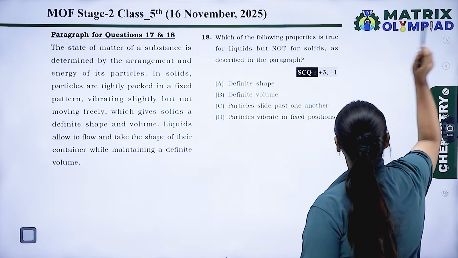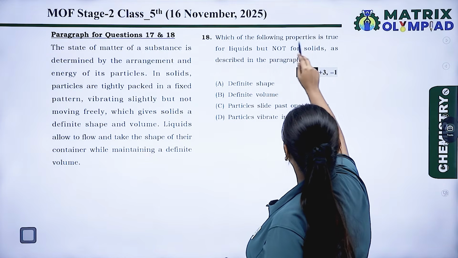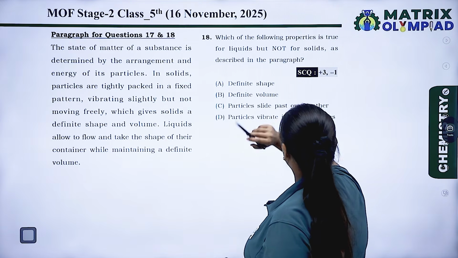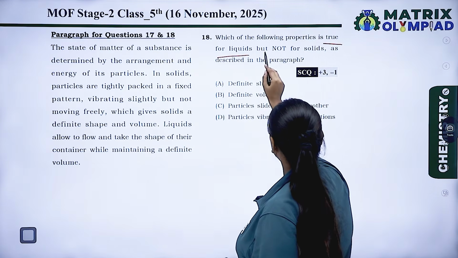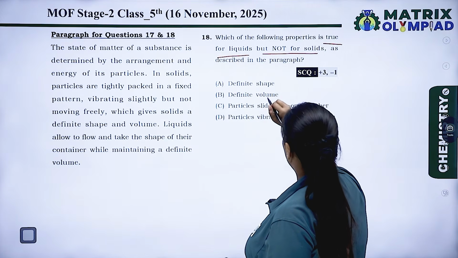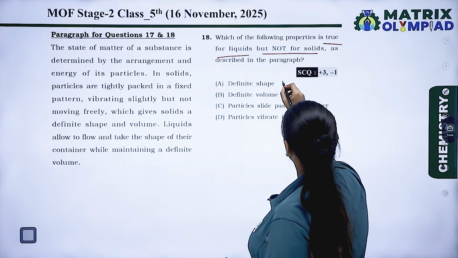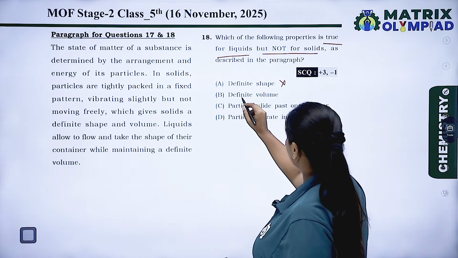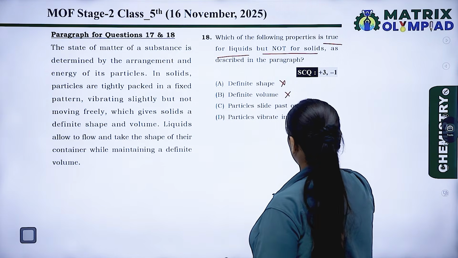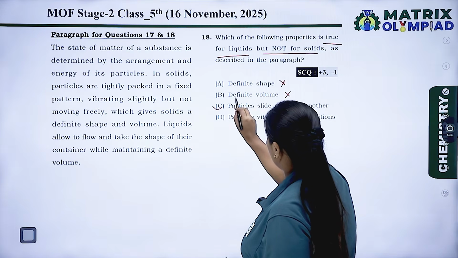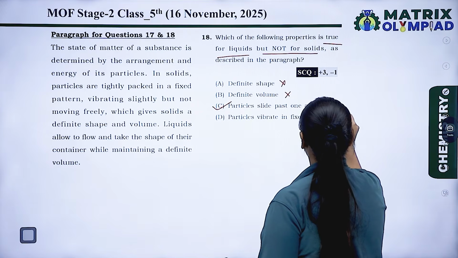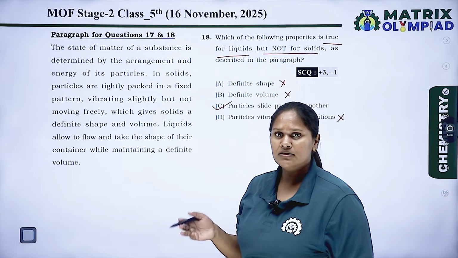Now come to the next. Which of the following properties is true for liquids but not for solids, as described in the paragraph? True for liquids, not for solids. We have four options. First, option A, definite shape. So what do you think? Definite shape is a property of solids, not of liquids. So this is wrong. Definite volume is also a property of solids. So it is wrong. Particles slide past one another. This is true for liquids, right? Not for solids. Particles vibrate in fixed position. This is the property of solids. So option C is the right answer for this question.